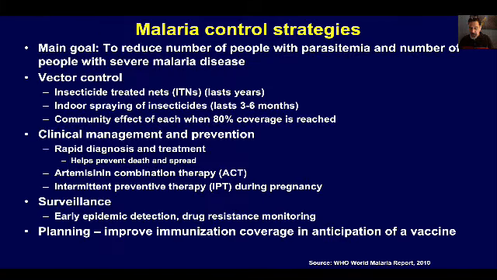So what about malaria control strategies? Well, the main goals of these strategies are to reduce the number of people with parasitemia, with parasites in their blood, and also the number of people that have severe malaria disease. And this is done through a range of strategies, including controlling the vector, managing clinical infection and preventing infection and progression, and also surveillance and planning.